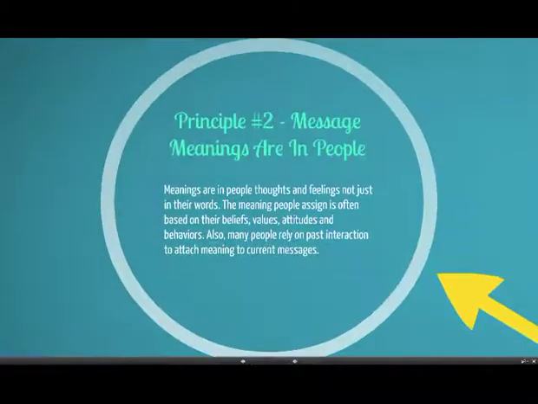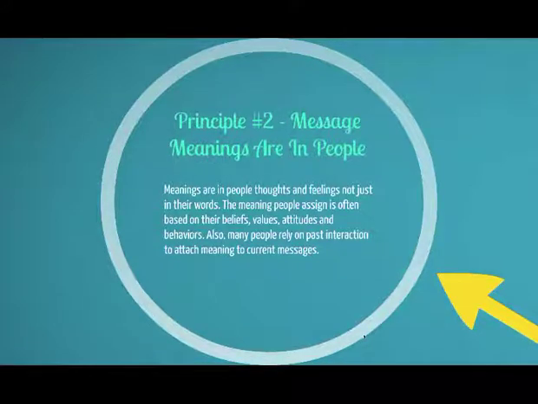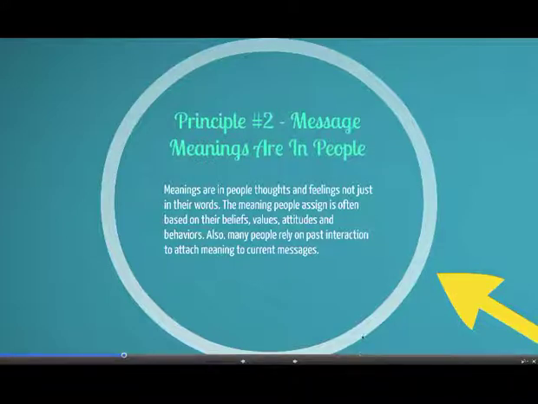So that means that you can't tell me what a word means or what a statement you make should mean to me. All you can do is ask me, what does it mean to you, if I indicate that I didn't understand or I took it the wrong way. So message meanings are in people.